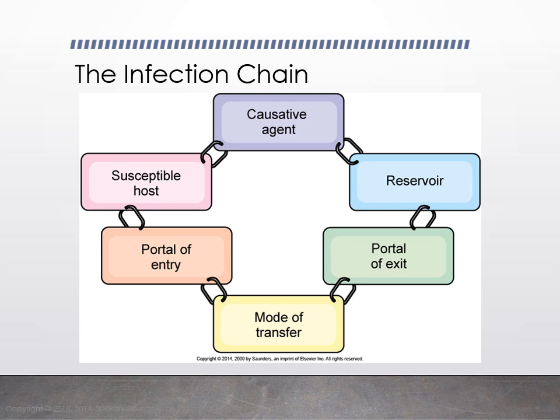So this is figure 16-3 from our textbook in fundamentals. The causative agent, remember, this is our first link. It's at the top. And then we're seeing those other links that we mentioned on the introduction slide: the reservoir, the portal of exit, the mode of transfer, the portal of entry, and the susceptible host. Notice that they're all linked together. So now we're going to be going into each one of these.